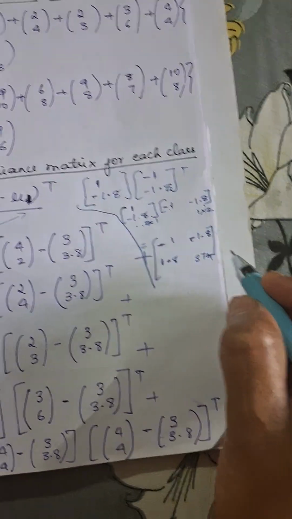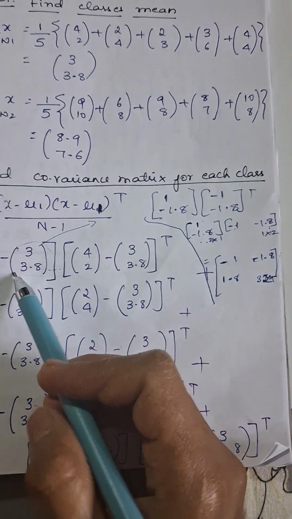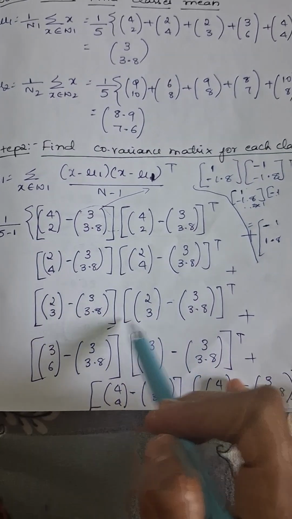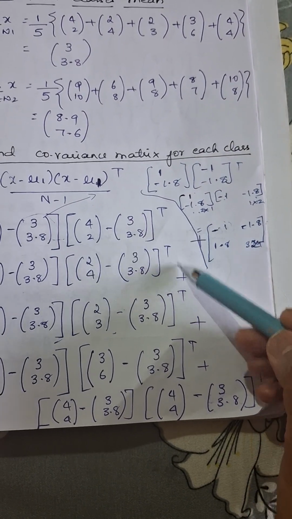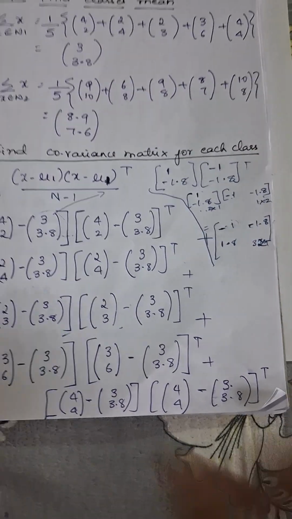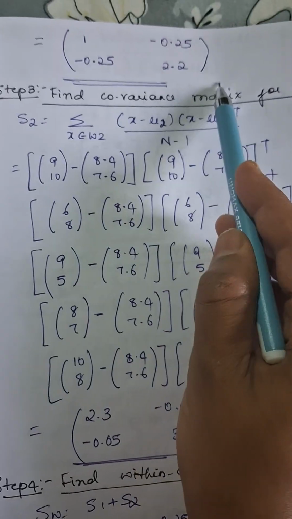It's 324, I'm sorry, it's 324. So you do the matrix multiplication for each one and then add the respective terms of all the 5 terms you get. Finally, you should get this as the answer. So this is the covariance matrix of class W1.